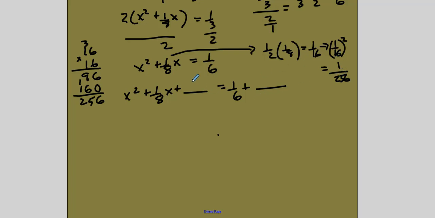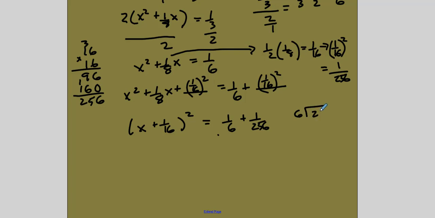But I'm going to write this as 1/16 quantity squared. And I'm going to write this over here also as 1/16 quantity squared. So the left side now will factor to x plus 1/16 quantity squared, and the right side is 1/6 plus 1 over 256. So does 6 go into 256? Let's find out. I don't think it does, so we're going to have to get a common denominator between the two, and it's not going to be 256.